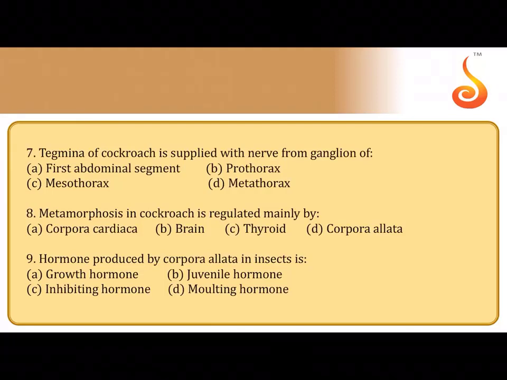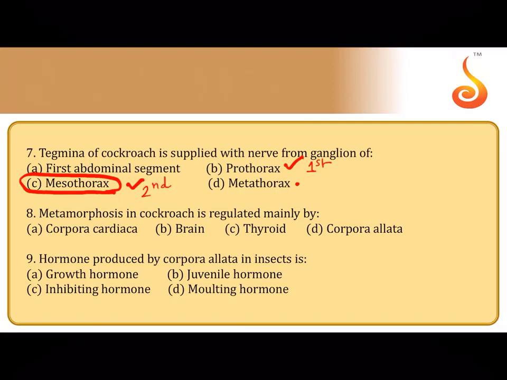Then tegmina of cockroach is supplied with nerve from which ganglion? From mesothoracic ganglion. In the thorax there are 3 ganglia, one in the prothorax, one in the mesothorax. Prothorax is the first thoracic segment, mesothorax is the second thoracic segment, metathorax is the third thoracic segment.